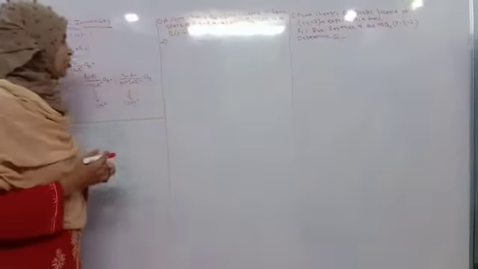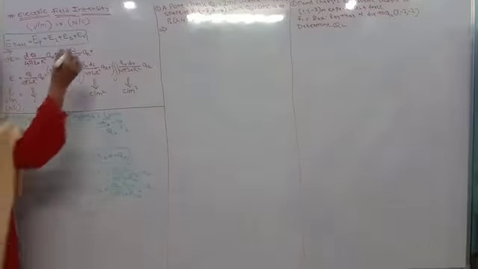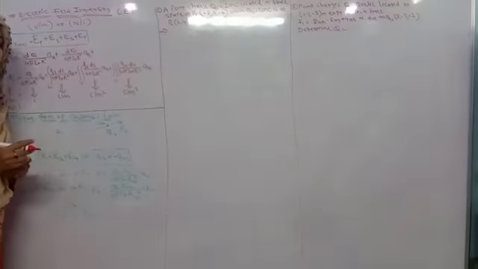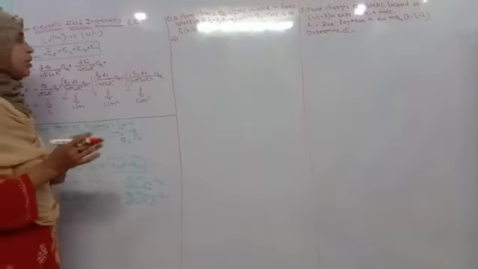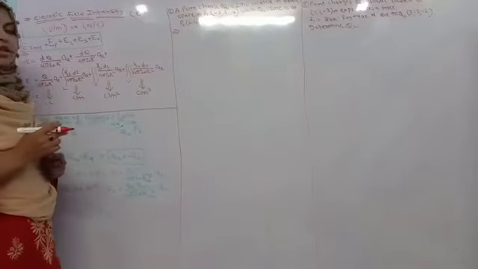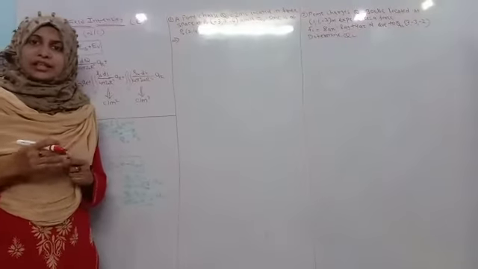So what I mentioned here is the electric field intensity, which is denoted by E, and this electric field intensity is measured in volt per meter or Newton per coulomb.